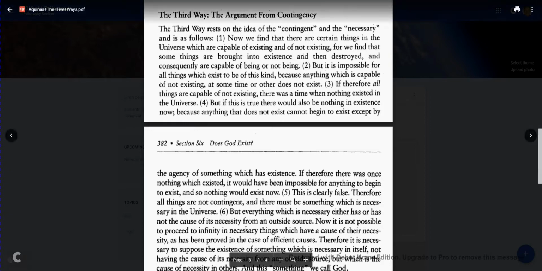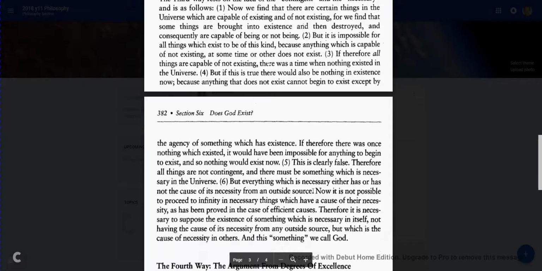Contingent must be something which is necessary in the universe, but everything which is necessary either has or has not the cause of its necessity from an outside source. So anything that exists either has not the cause of its necessity from an outside source. God, I hate double negatives. But everything which is necessary either has or has not the cause of its necessity from an outside source. Okay, let's just leave that. Now, it is not possible to proceed to infinity in necessary things which have a cause of their necessity, as have been proved in the cases of the efficient cause. I really think what he's saying here, if I can highlight it, is that not everything which is necessary either has or has not the cause of its necessity from an outside source.